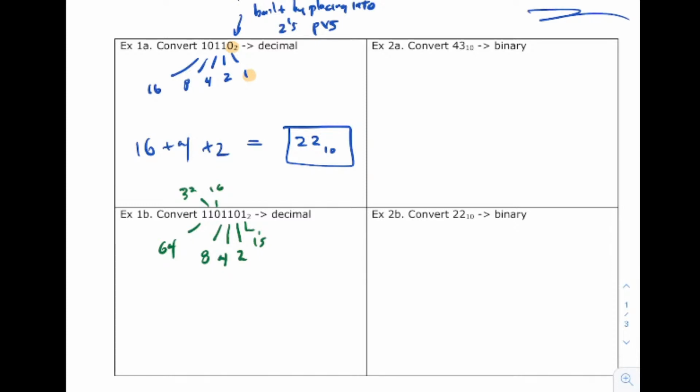And then you go like this. I've got a 64. And I've got a 1 in the 32's place, which gives me 32 more. And I don't have any 16s, so skip that. But I do have an 8. And I have a 1 in the 4's place, which means I've got a 4. And then I don't have anything in the 2's place, but then I have a 1 in the 1's place, which means one more.